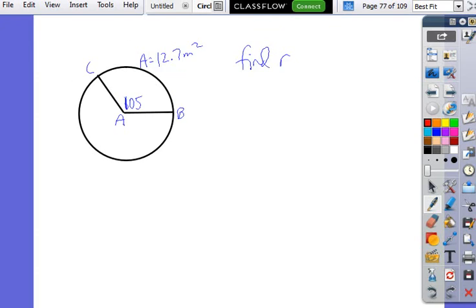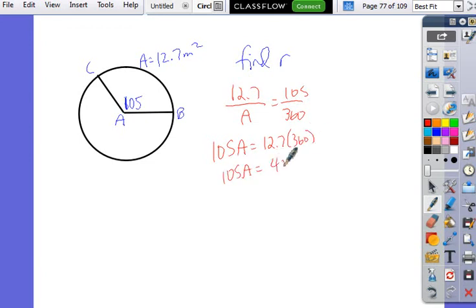All right, if I'm looking at this and it says find radius, well, the first thing I'm going to do is find A just like we did before. So 12.7 over A equals 105 over 360. Do your cross multiplying. What is the 12.7 times 360? 4572. Then I'm going to divide by the 105, and A winds up being 43.5.